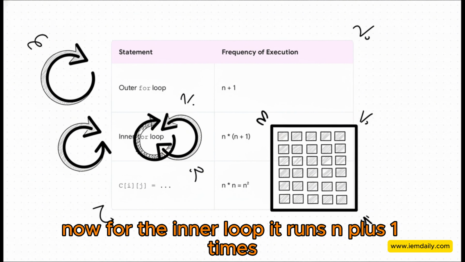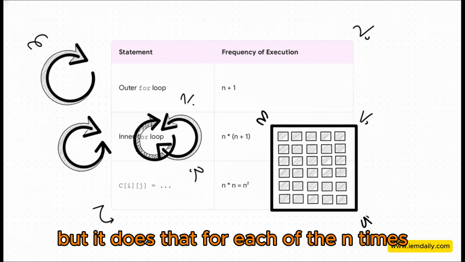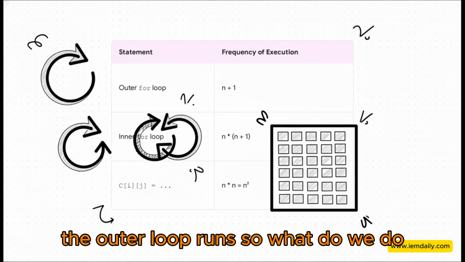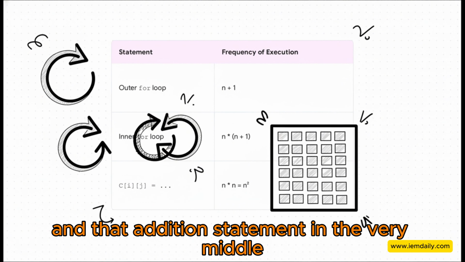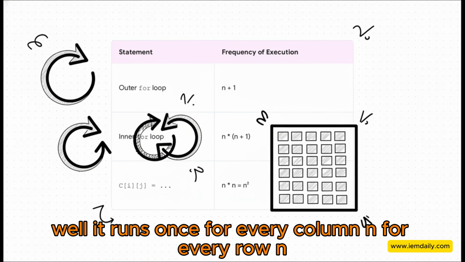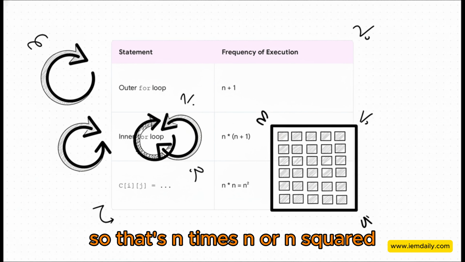Now for the inner loop. It runs n plus 1 times, but it does that for each of the n times the outer loop runs. So what do we do? We multiply. It's n times n plus 1. And that addition statement in the very middle, well, it runs once for every column, n, for every row, n. So that's n times n, or n squared.